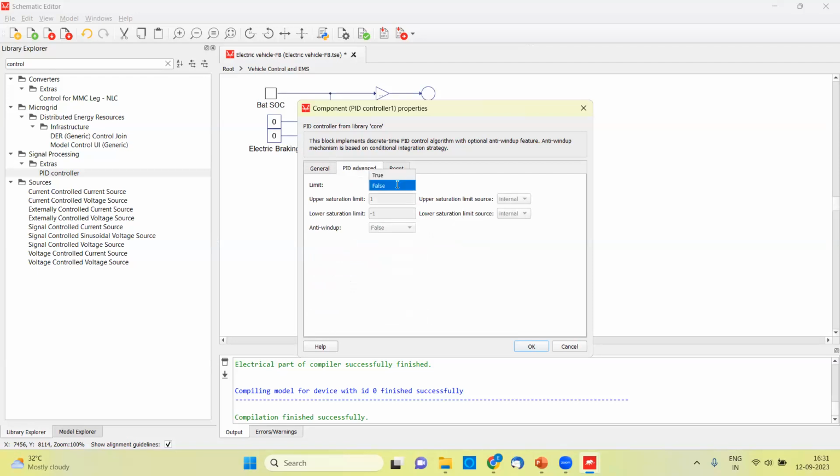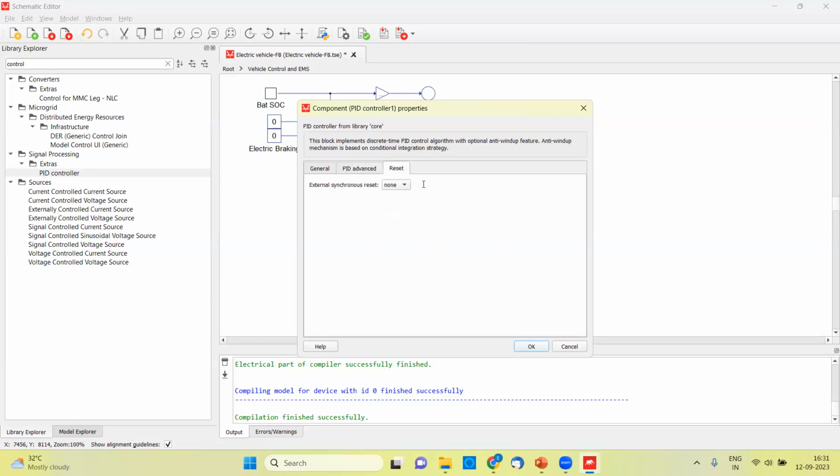So you can either set the limit true or you can have it at false. If you set it on true, you can define what will be the upper saturation limit of your controller and what will be the lower saturation limit. You can also use this feature which we have of anti-windup, basically for getting a more enhanced signal in the output. And this again you can use internal as well as external. So you can provide it externally also.